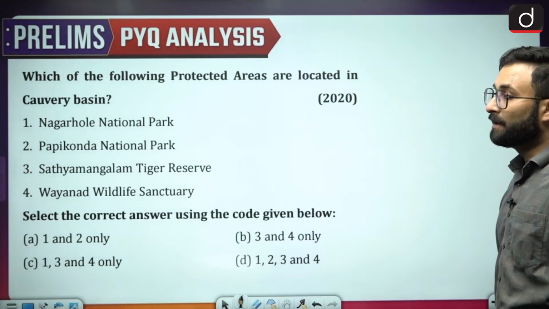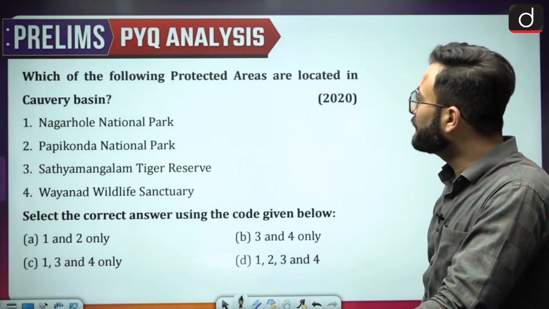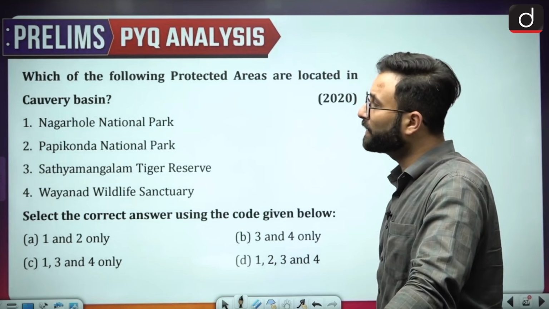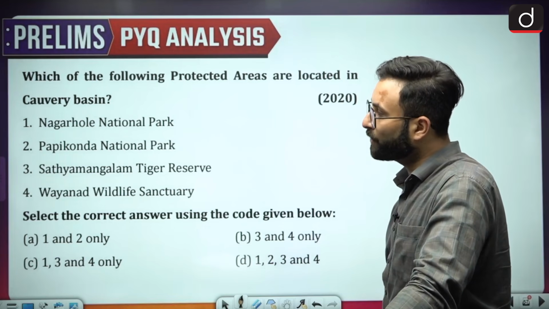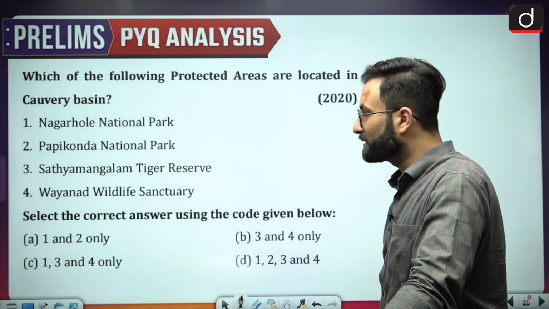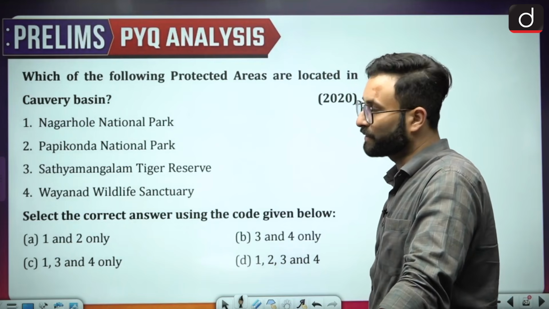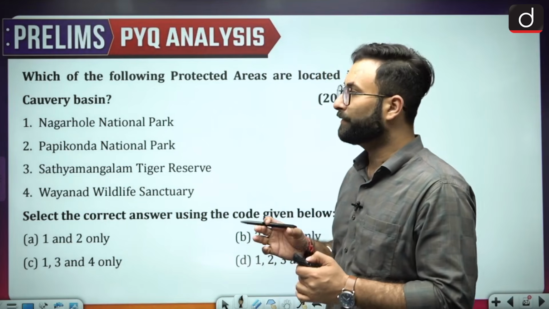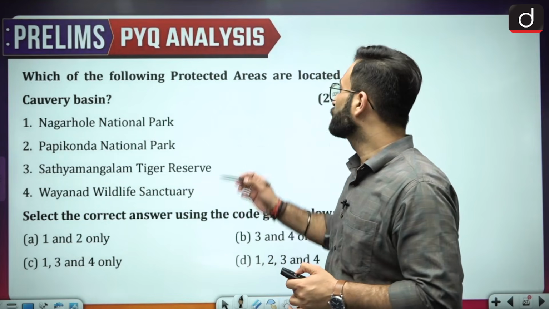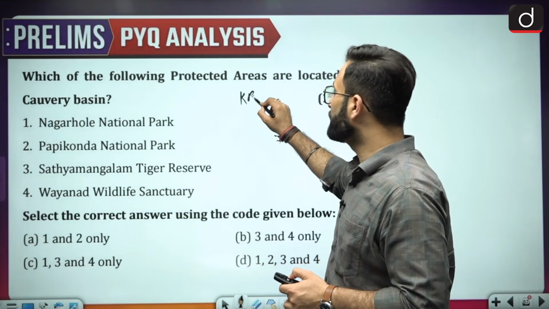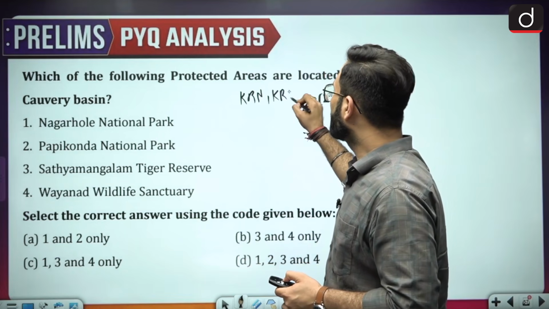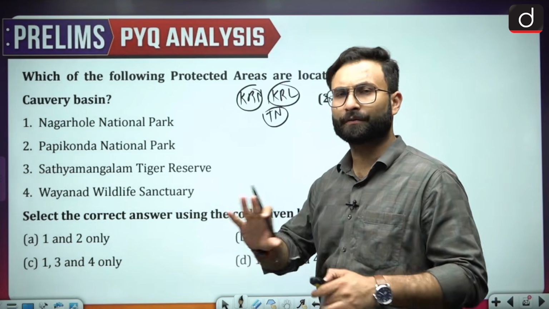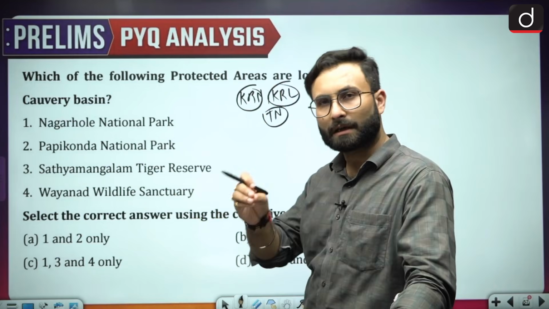Coming to the next one: which one of the following is a protected area under the Kaveri Basin? Here, Nagarhole National Park, Papikonda National Park, Satyamangalam Tiger Reserve, and the Wayanad Wildlife Sanctuary. Now one thing you should remember is that when we talk about the Kaveri, its basin is there in Karnataka, Kerala, and Tamil Nadu, and Puducherry obviously. So these are the areas where the Kaveri basin is there.